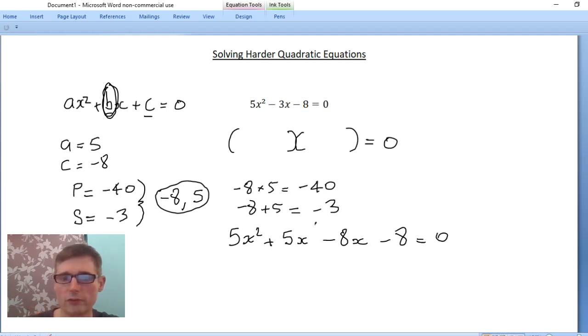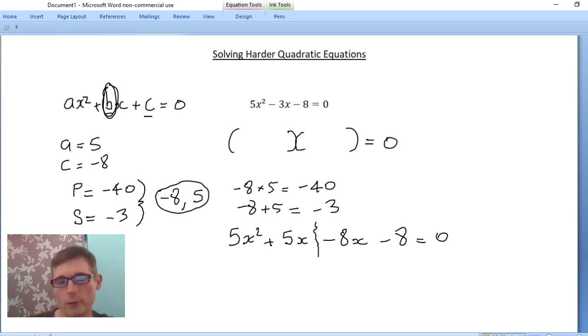There's a convention where you draw a wiggly line there to split this equation into two halves. If we look at what we've done, this -3x is actually +5x take away 8x. So we've written the same equation, we've just split up the middle number.